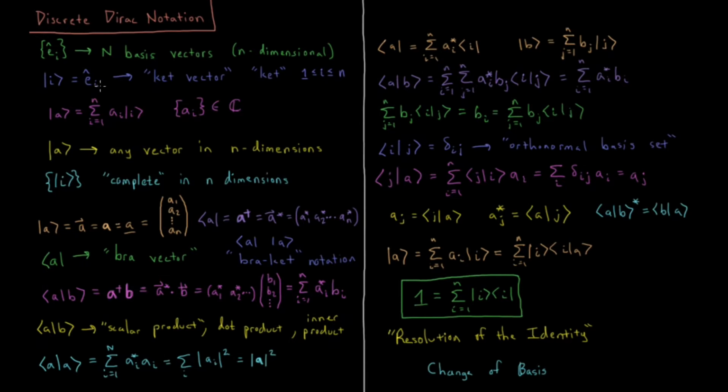We noticed that these were a set of basis vectors, but it's arbitrary what we can use for our basis vectors. There are infinitely many different choices we could choose for our basis vectors. So if we want to change from one set of basis vectors to another, we're going to use an expression like this, which is called the resolution of the identity.